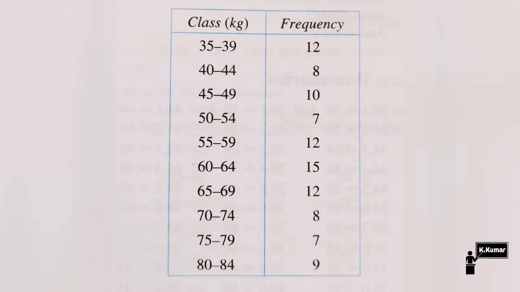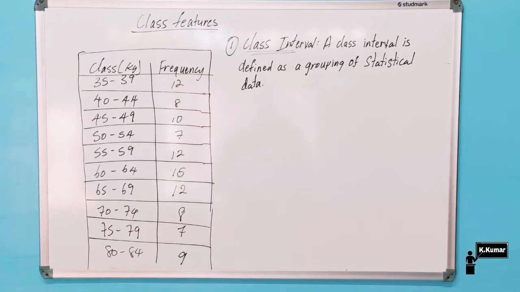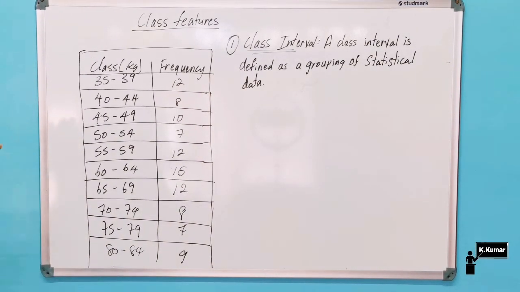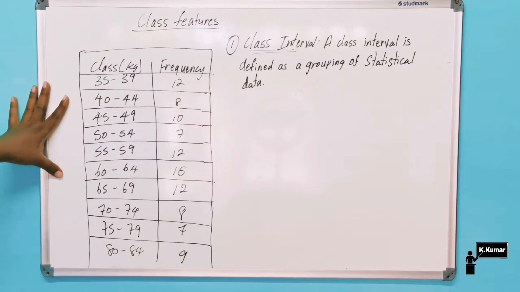This frequency table would be used to go through the class features. So pause the video and copy the table. Alright, so we're now moving to class features, and you would have had to copy this frequency table. This is the frequency table that we're going to use throughout our class features.